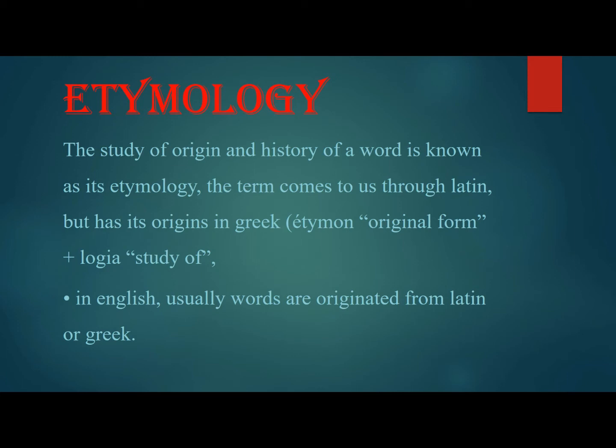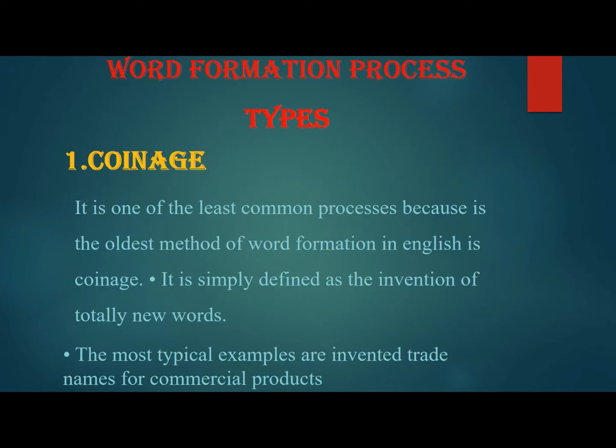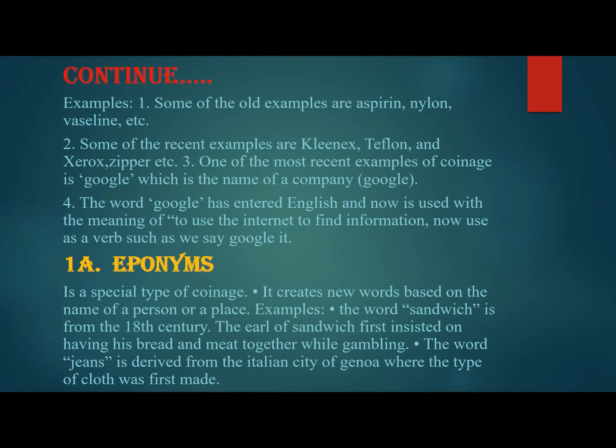So there are different word formation processes. The first one is coinage. It is one of the least common processes because it is the oldest method of word formation in English. It is simply defined as the invention of totally new words. The most typical examples are invented trade names for commercial products. Some of the oldest examples are aspirin, nylon, vaseline, etc.